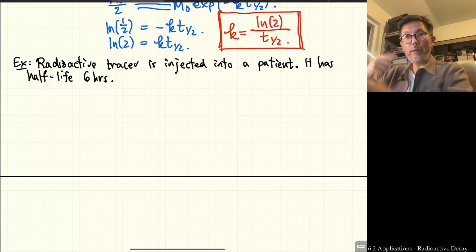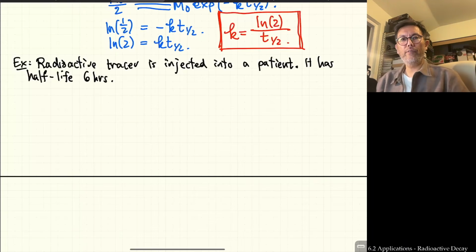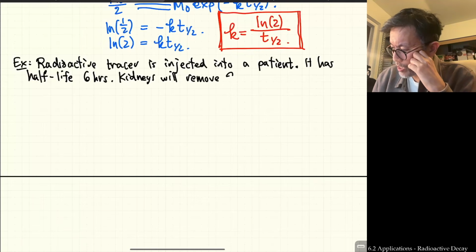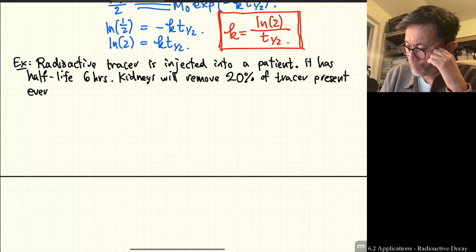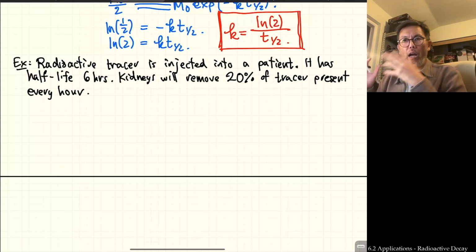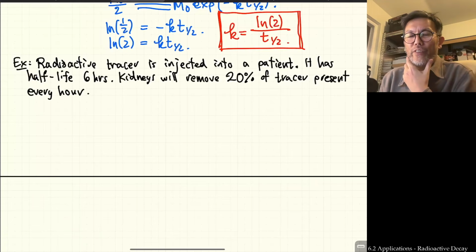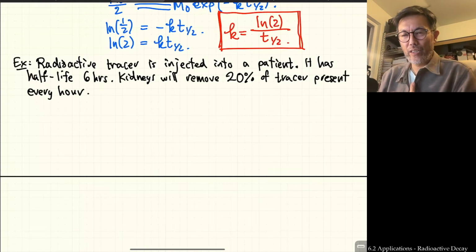Also, there's going to be a biological decay. The kidneys, in particular, will remove 20% of the tracer present every hour. So however much there is present, 20% of it will be flushed out via the kidneys. The kidneys are a fantastic organ that we have to clean our body and rid ourselves of things like radioactive tracers.